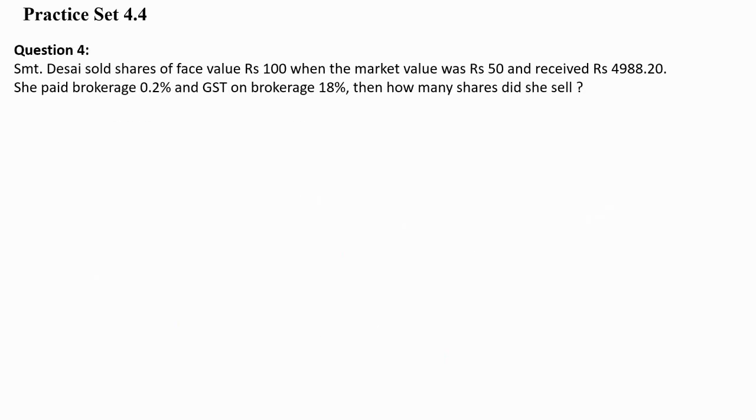Practice set 4.4. This is the fourth question. Srimati Desai sold shares of face value rupees 100 when the market value was rupees 50, and she received rupees 4,988.20. She paid brokerage 0.2% and GST on brokerage 18%. We have to find how many shares did she sell. So let us see. Total amount received was rupees 4,988.20.